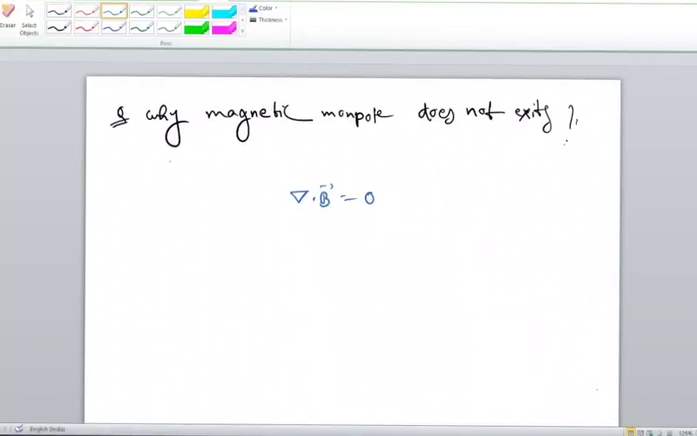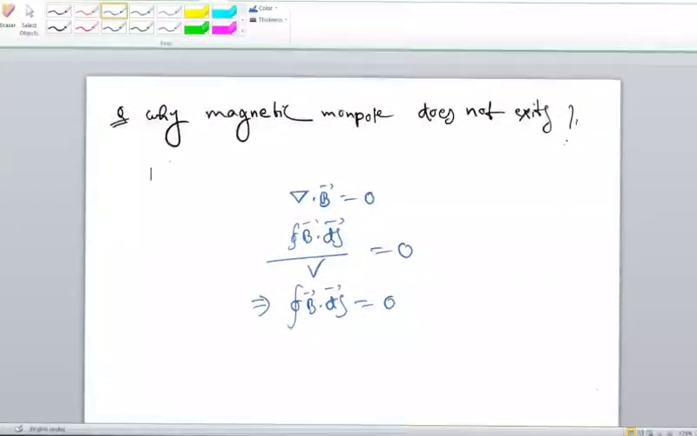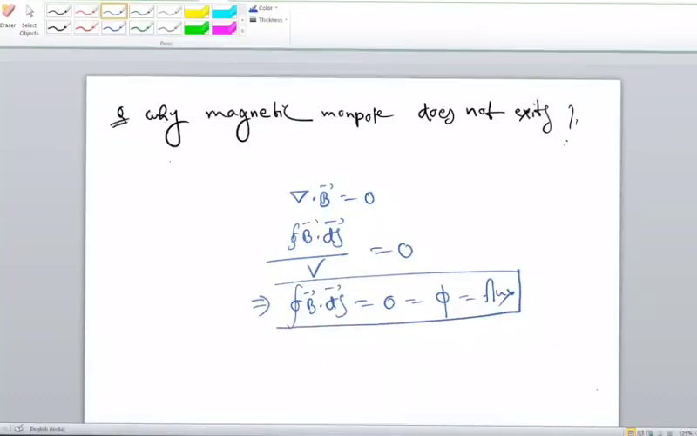From the definition of divergence, we know the divergence of a vector field at any point is defined as the amount of flux diverging through a surface enclosing a unit volume. That is, closed integration B dot ds by volume V equals 0. From here we can write closed integration B dot ds equals 0, and closed integration B dot ds means phi, that is flux. So total flux must be 0. Total magnetic flux must be 0 from Maxwell's second law.